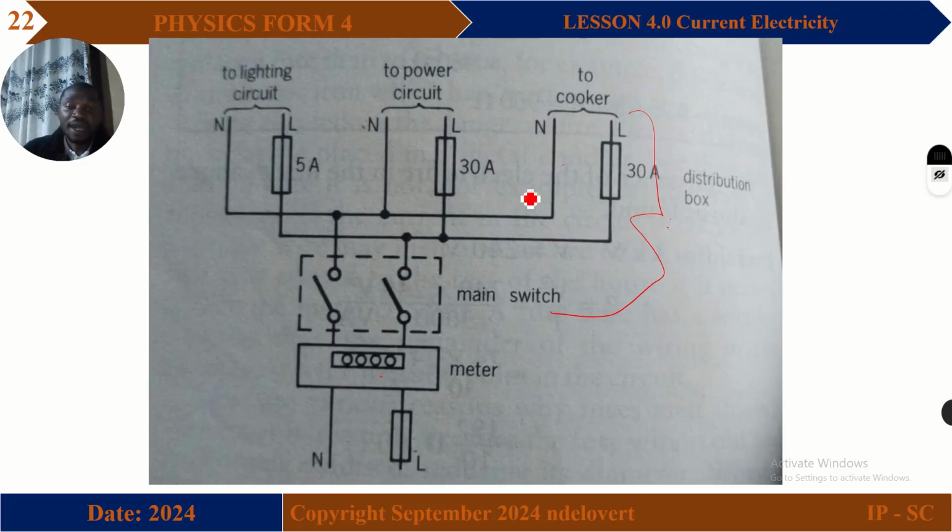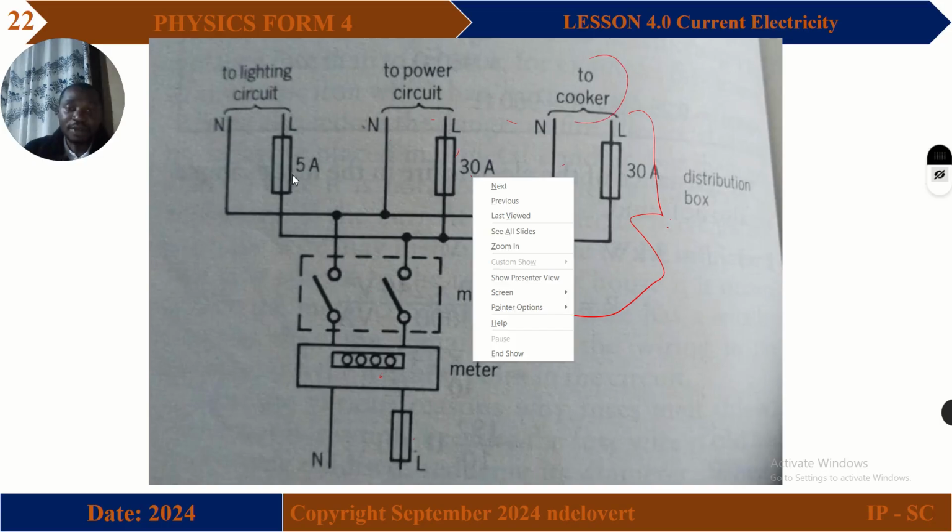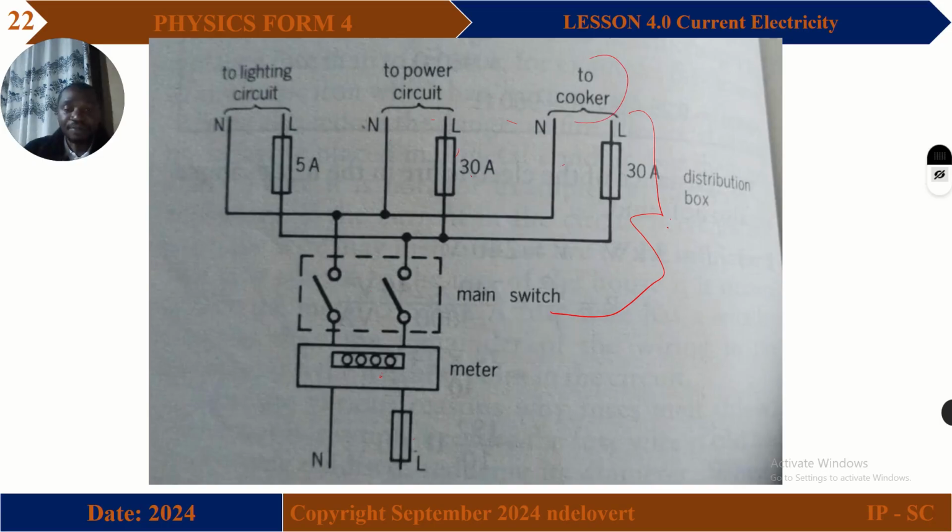This is what we call the ring main circuit, and this one the lighting circuit. One connects the bulbs, the other connects the sockets and any appliance that takes more current than normal. One is protected by 30 amperes, the other by 5 amperes. So this is how the current flows into the house and the different systems.